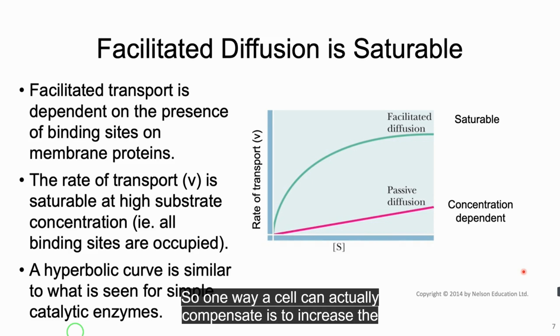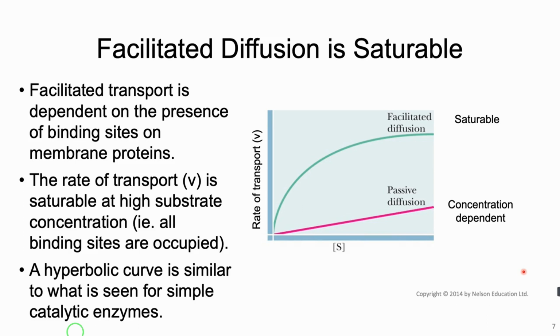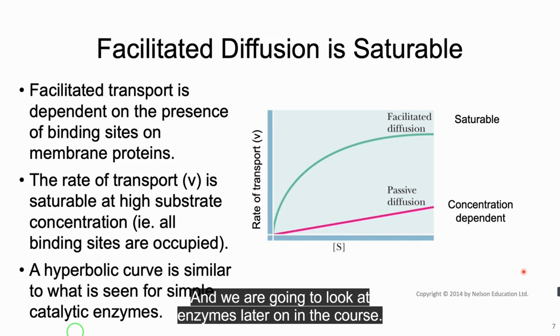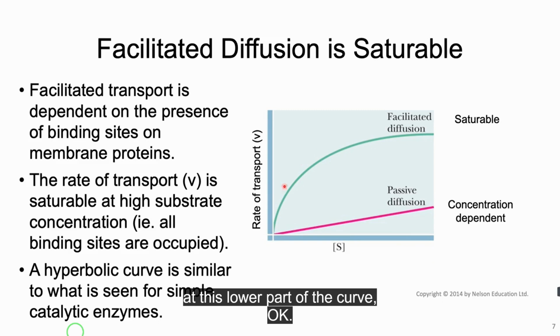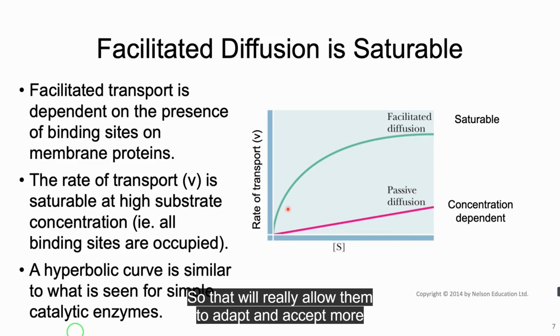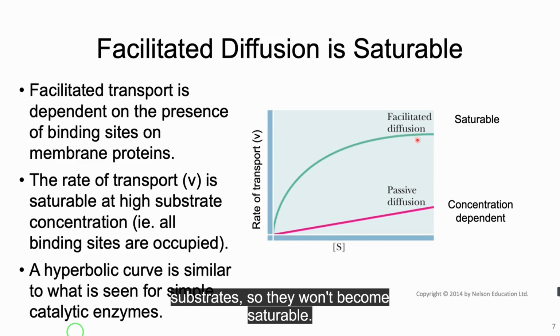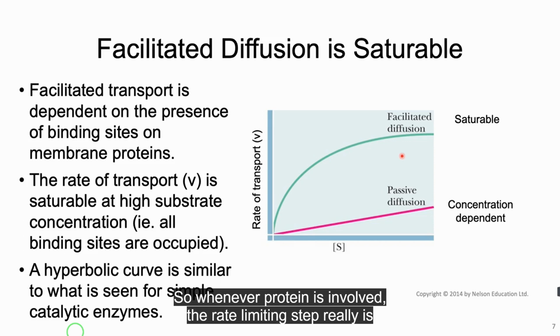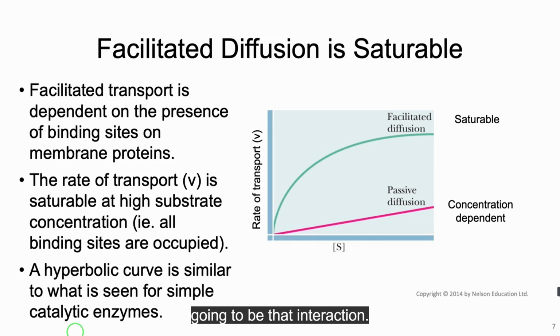So one way a cell can actually compensate is to increase the expression of these membrane proteins when they need them the most. And we are going to look at enzymes later on in the course, but what you'll usually see is that they will try to function at this lower part of the curve. That will really allow them to adapt and accept more substrate so they won't become saturable. That's what we're seeing up here at the top. So whenever a protein is involved, the rate limiting step really is going to be that interaction.